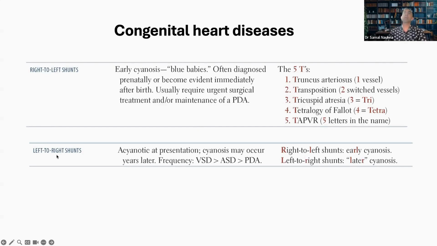So left to right shunt would mean blood is flowing from the left side of the circulation, which is already the oxygenated side, to the right side. Would that lead to cyanosis? That would not lead to cyanosis. But you notice what they've said here, cyanosis may occur years later.